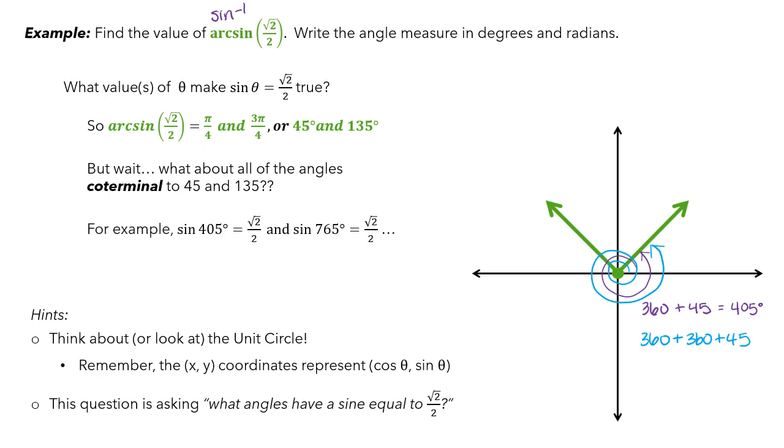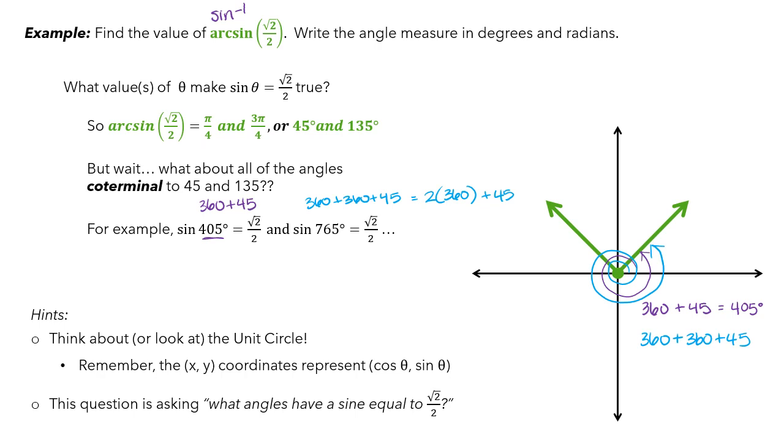So both of these angles, 405, we looked at that one first, that's 360 plus 45, the sine of that angle is also root 2 over 2. The sine of 765, 360 plus 360 plus 45, well, that's also root 2 over 2. Maybe another way to write that angle would be 2 times 360 plus 45.